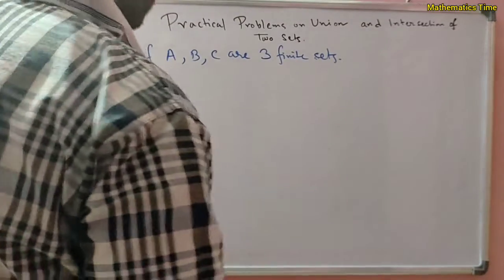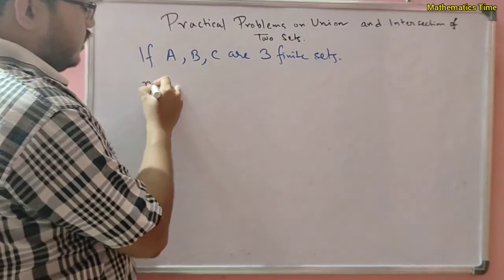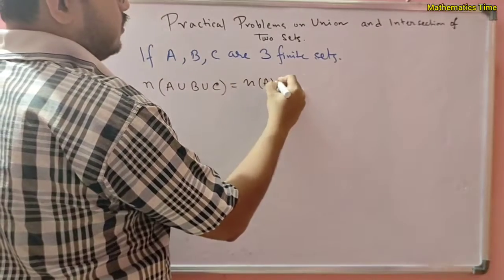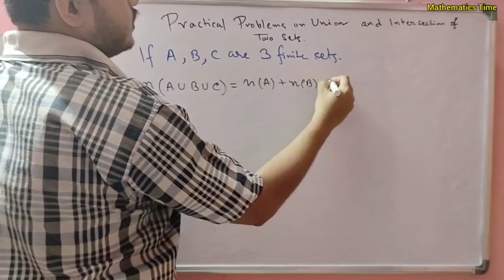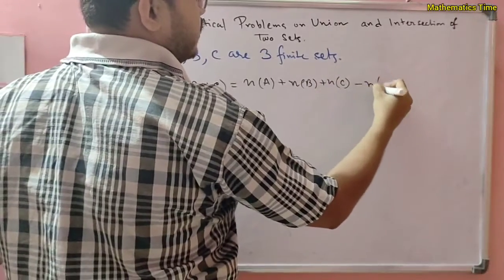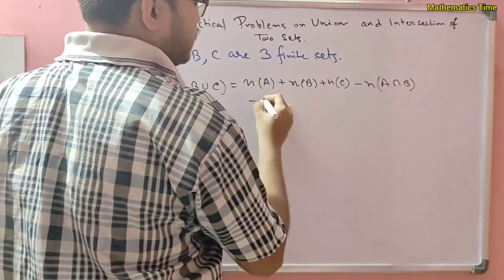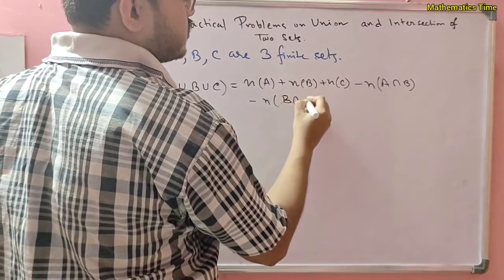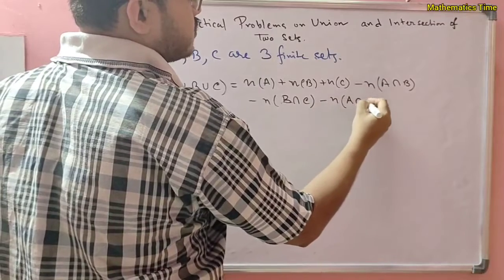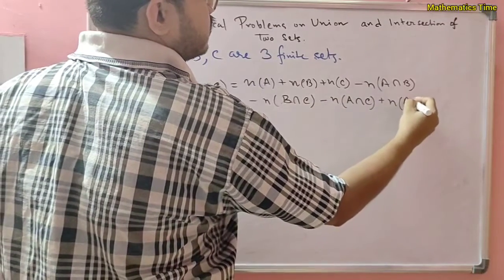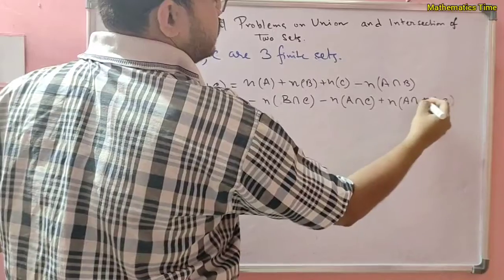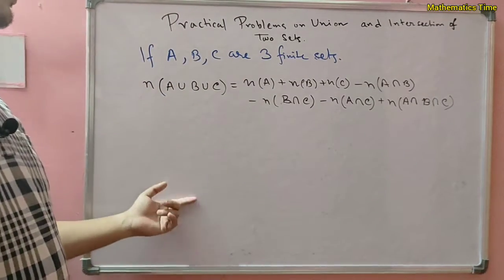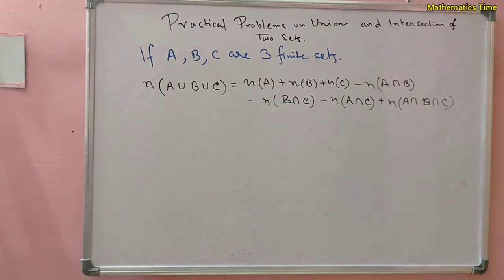Now if A, B, C are three finite sets, then we can write n of A union B union C is equal to n of A plus n of B plus n of C minus n of A intersection B minus n of B intersection C minus n of A intersection C plus n of A intersection B intersection C. This formula can be proved easily using the previous formula, and we are not wasting time proving it. You can find it on Google.